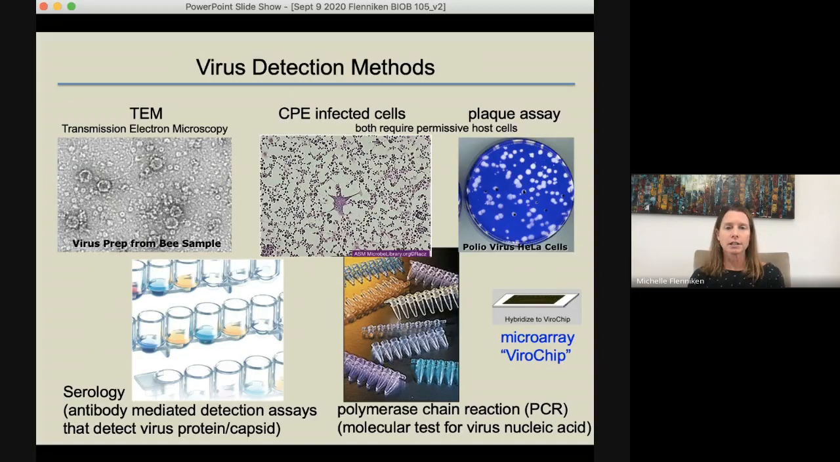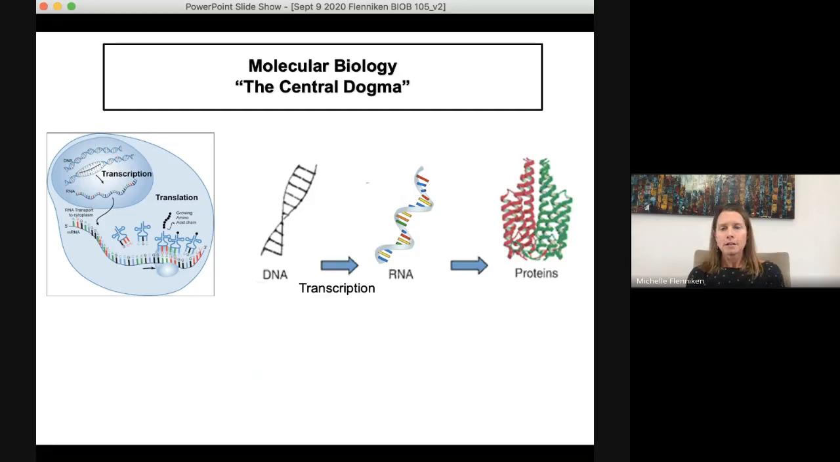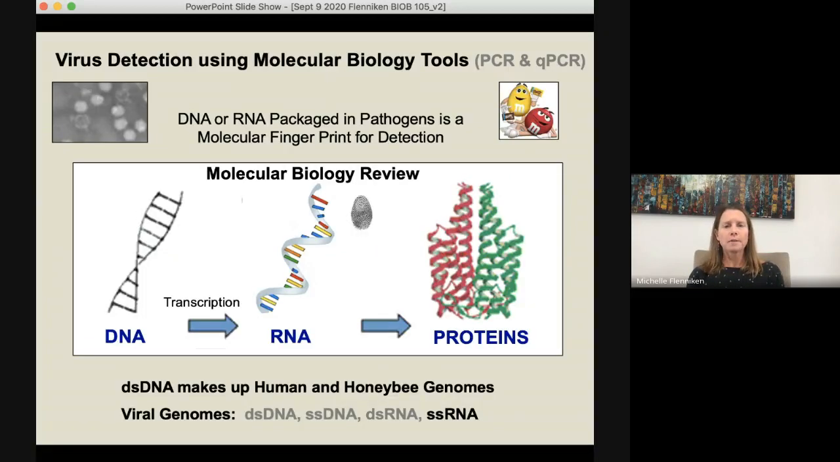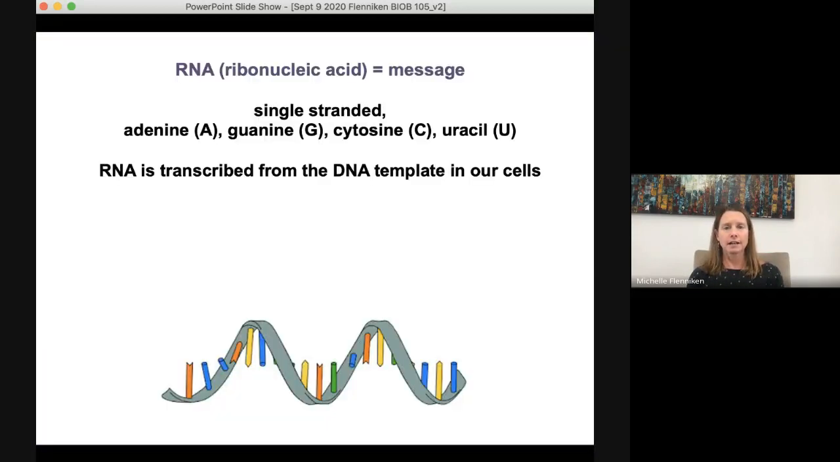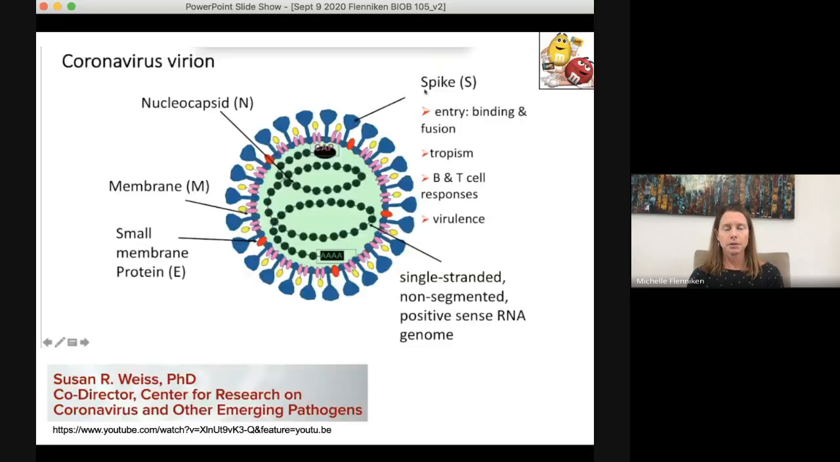There are other detection mechanisms, such as growing them in culture and plaque assays. There are serology or antibody mediated tests, and then there are nucleic acid based tests, such as polymerase chain reaction. So we use the PCR-based test to detect the RNA. I'm going to click through these slides pretty quickly.